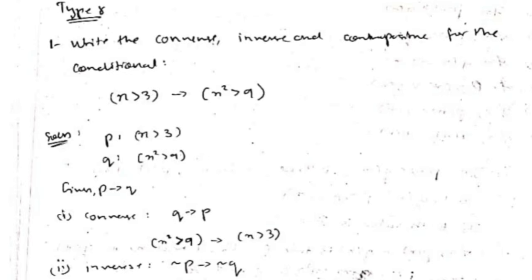In this question we have to find the converse, inverse and contrapositive of the conditional. This is the conditional which is given, divided into two parts, p and q. So this is p and this is q. In the converse, if the given conditional is p conditional q, the converse will be q conditional p.